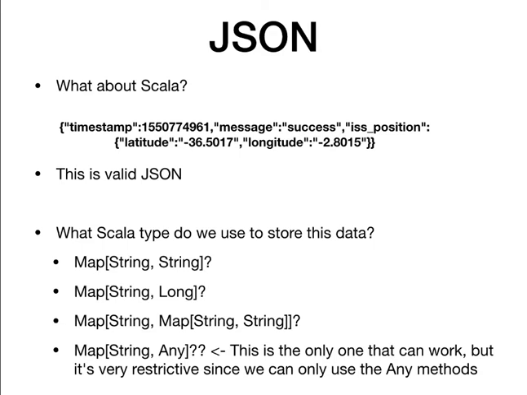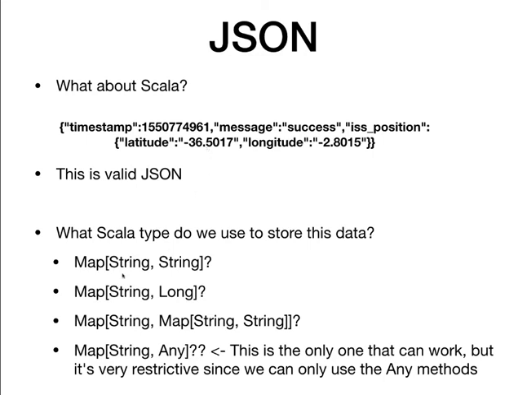So we have some options here. We go a map of strings and just take each JSON value as its JSON string value and knock it down like that. I mean, that'll work, but we got to work with strings at that point. Longs, we have a long here, but we won't be able to get this string and this dictionary in there. How about a map of strings to a map of strings of strings? That'll get us the ISS position, but we won't be able to represent the other two values. We're kind of in a bind here.